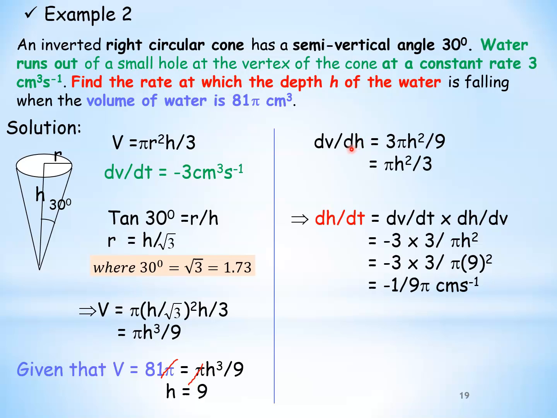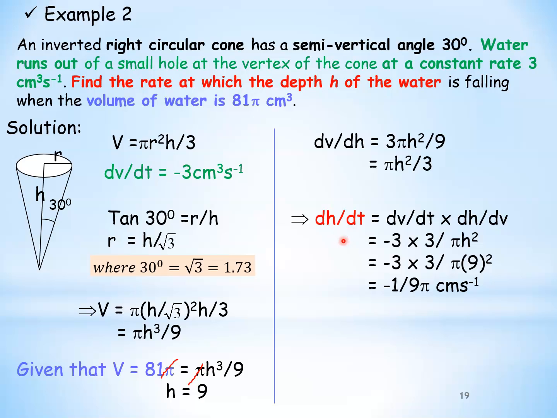Okay, then that is only h. We still don't know the rest, kan? So dv over dh, berbalik semula kepada dv over dh. Where did I find dv over dh? Volume over dh. So previously we have this 3 pi h square over 9. So you get this part. Okay, then you're going to have this dh over dt.